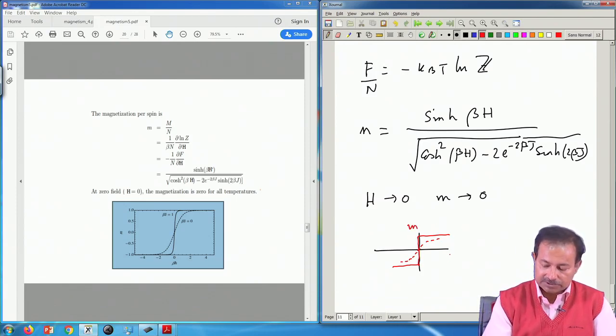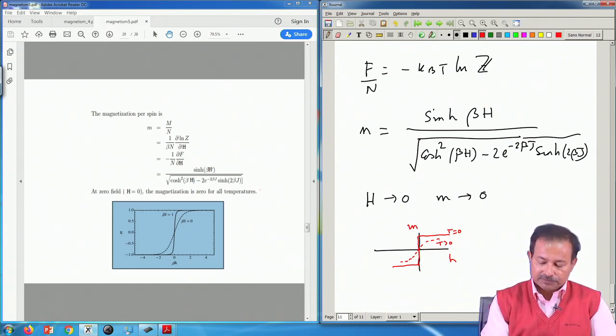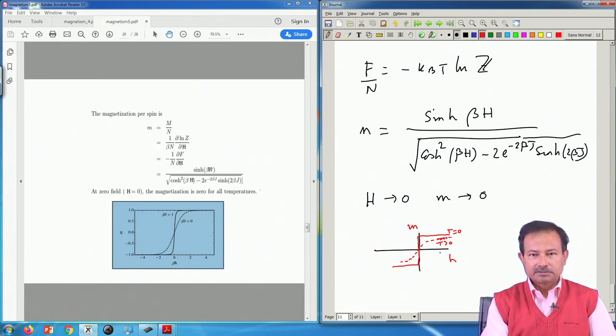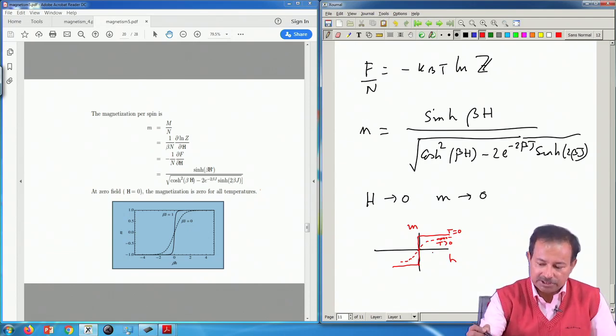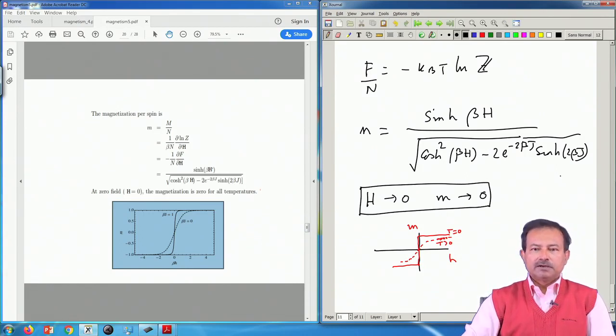So, this will be m versus h. This is T equal to 0, and this is T greater than 0. Of course, as the field is finite, you will have a finite magnetization, that is true, because the field will align the spins. But when we discuss spontaneous magnetization, we mean that in the absence of field. And that is the result we get here, which is dramatically different from the result in the mean field theory. So, the mean field theory is not correct here, it does not give us the right result.